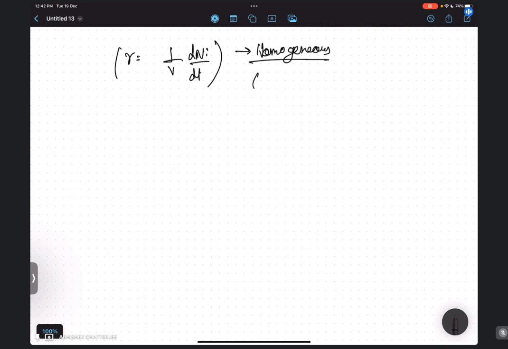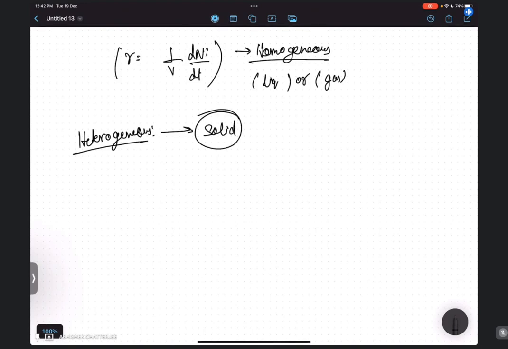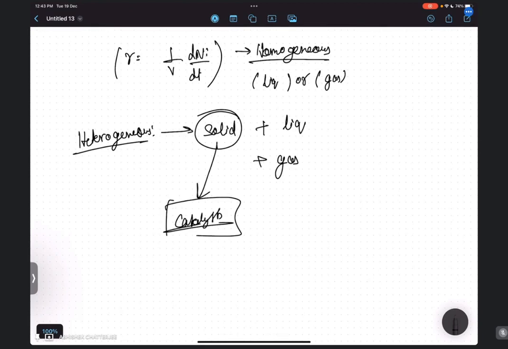Homogeneous means either purely liquid phase or purely gaseous phase. Whenever we come to our heterogeneous part, please understand this heterogeneous will involve a solid phase. Along with that solid phase, it can be either liquid or gas. So what is basically happening in this heterogeneous reaction is that you have a solid catalyst.